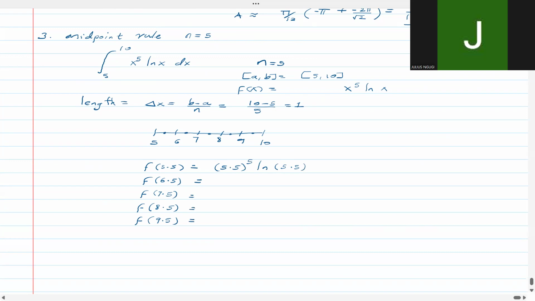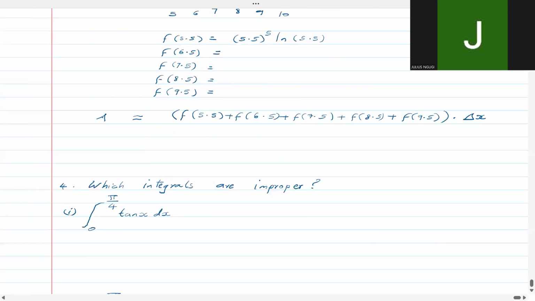And then after that, the midpoint answer, the area of this integral, will be approximated by adding all the heights, or the function values. F at 7.5 plus f at 8.5, f at 9.5. Once you add all of them, you multiply by the length or the spacing, which you got. In this case, you got 1. And that's the answer that you get using the midpoint rule.